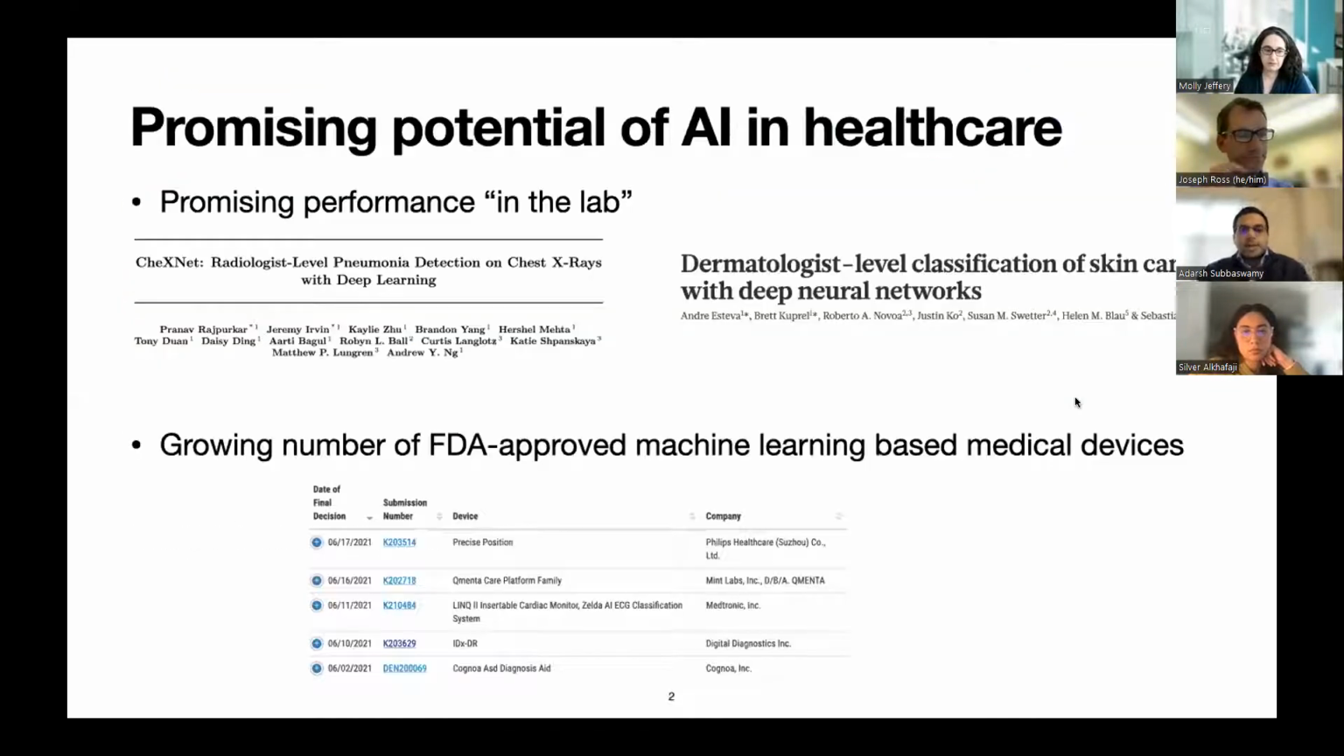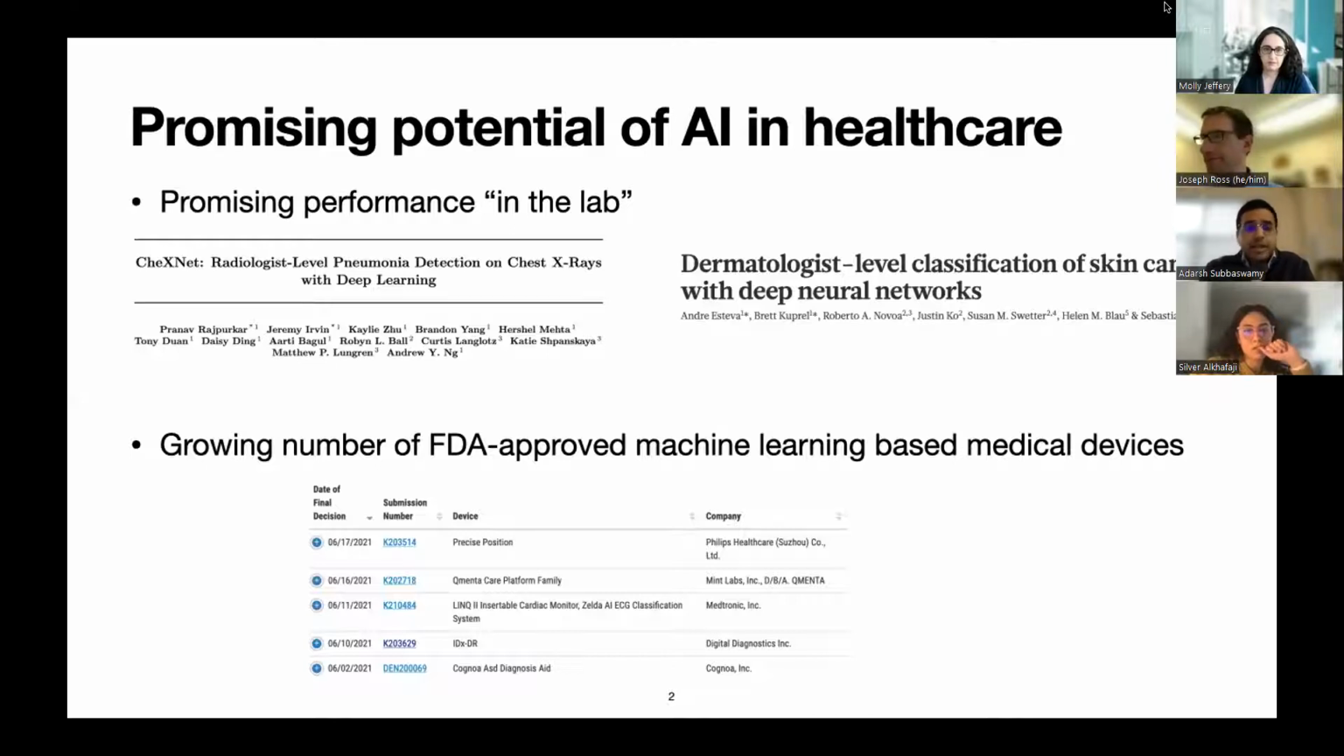There's a lot of promising potential and hype right now about the use of artificial intelligence and machine learning in healthcare. In particular, this has been driven by studies showing promising performance of these types of models in what I like to call laboratory settings. On retrospective, rather simplified diagnostic tasks, machine learning models have shown the ability to achieve near human clinician levels of performance.